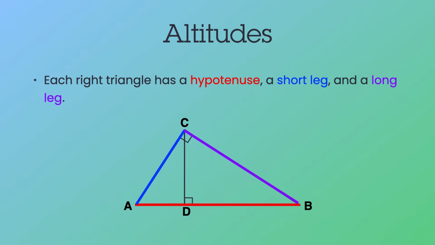Now in the medium-sized triangle, the one on the right, everything moves. Notice the right angle is down at D. The hypotenuse is always, always, always opposite from the right angle. So the hypotenuse now is BC, the short leg is CD, the altitude that we drew, and then the long leg is really just part of the original hypotenuse.